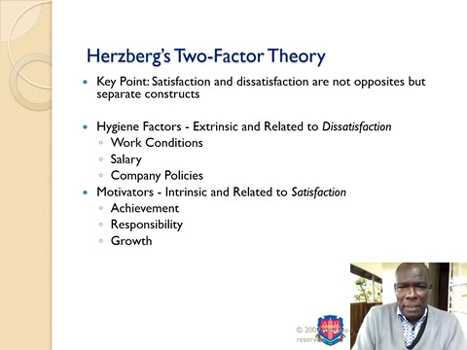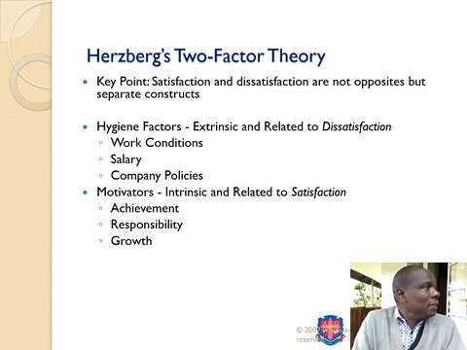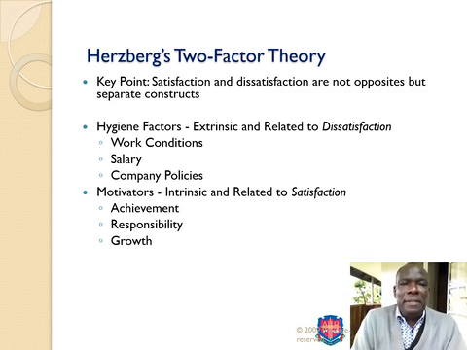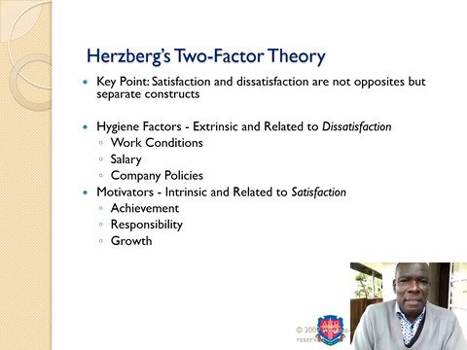The third set of theories, the early theories, is what we call the Herzberg two-factor theory. Once again, people will forget Herzberg, but they will remember two-factor theory. The key points in this theory are satisfaction and dissatisfaction. They say that these are opposites. These are not opposites, but they are totally separate constructs. Ordinarily, when you say satisfaction, you expect the opposite to be dissatisfaction. But according to Herzberg's research, he discovered that satisfaction and dissatisfaction are not opposites. They are totally separate constructs.